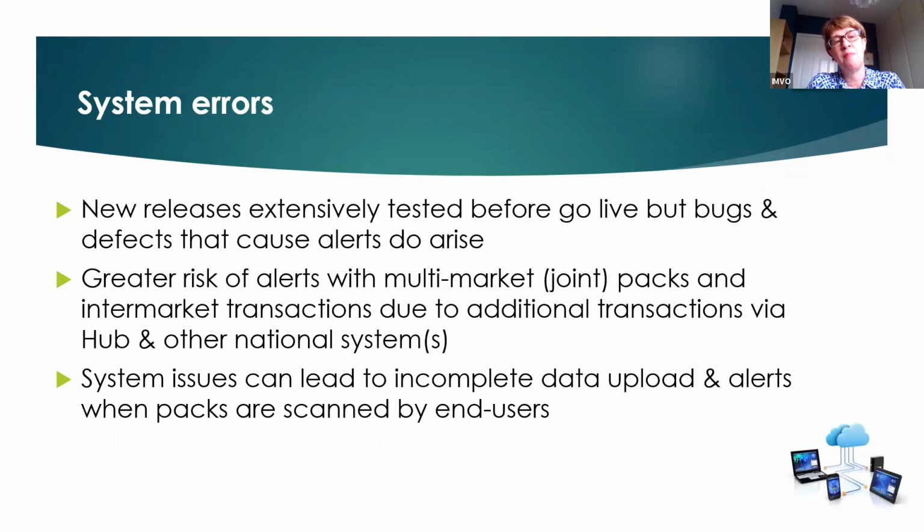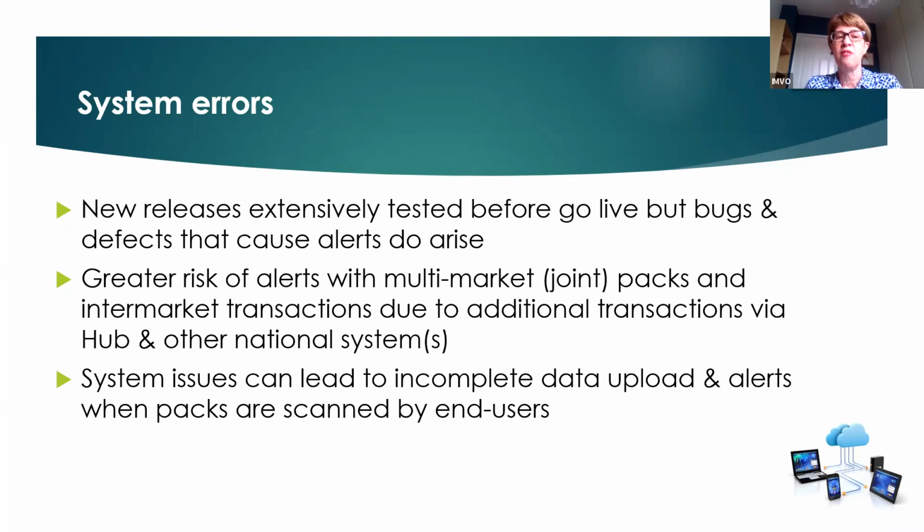System errors then. I suppose like everything else with an IT system, like a clinical trial, you test something intensively before you go live, but ultimately you can only do so much testing, and it's only when you go out into the real world and you get large numbers of people using things that you will see bugs and defects that can cause alerts. So these do happen. We have worked continuously at improving our testing to reduce the likelihood of these, but they will happen. And these can cause alerts.